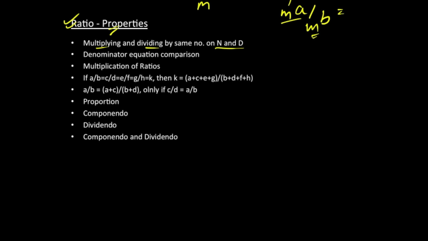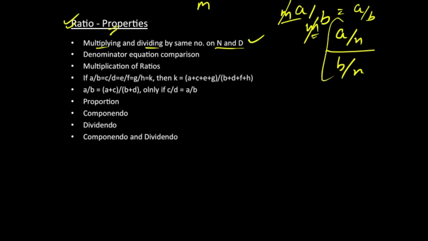So you know that this thing can get cancelled out, so the original ratio remains the same. Similar is the case when you divide it, a by n upon b by n, so the overall ratio remains the same. So this is one important property of ratios.